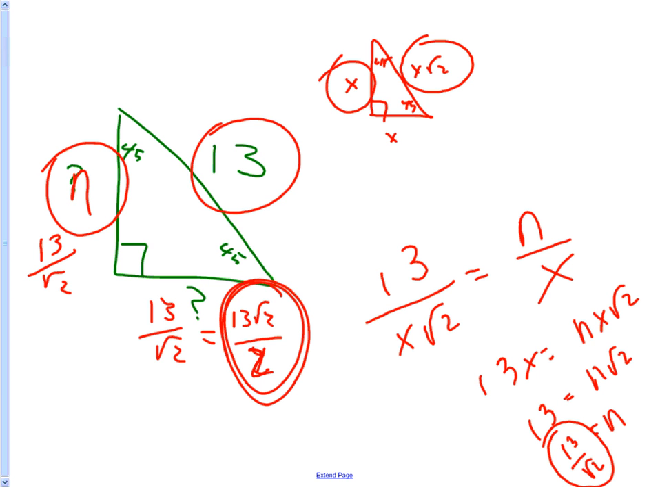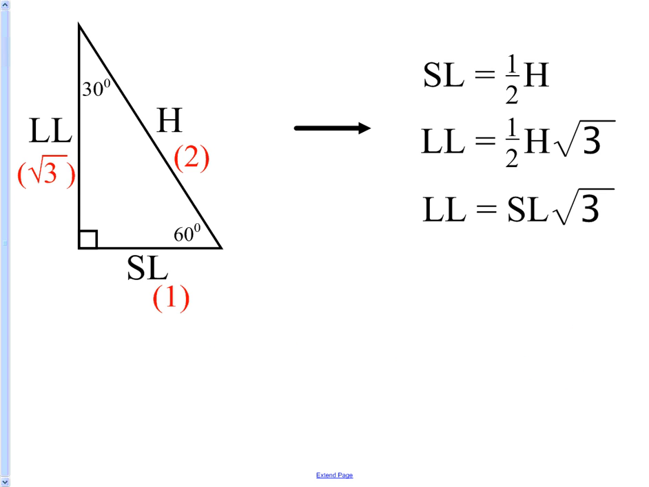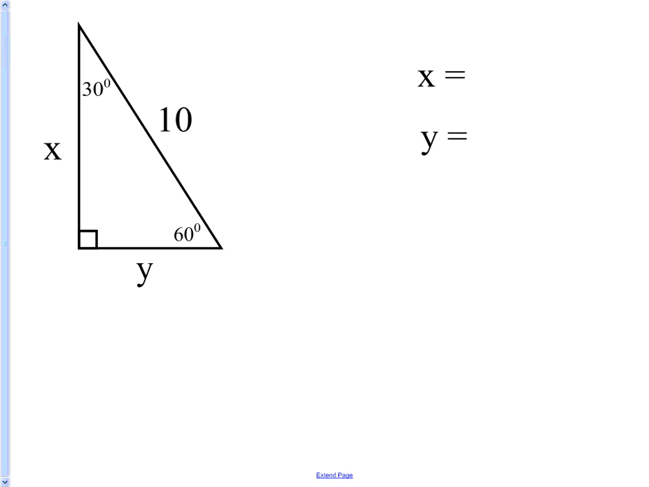All right. 30, 60, 90, same idea. Yes, there are multiple ways to do it. I don't want to go over all of them. All right.